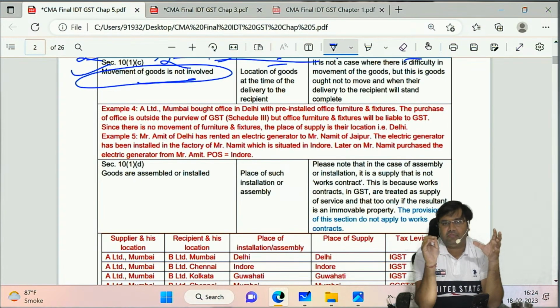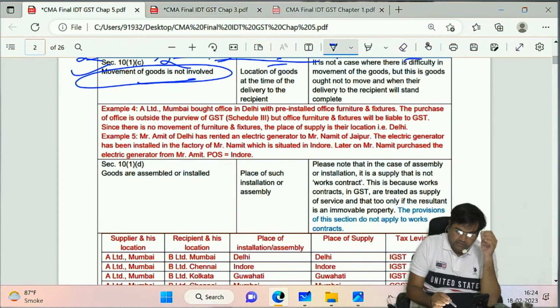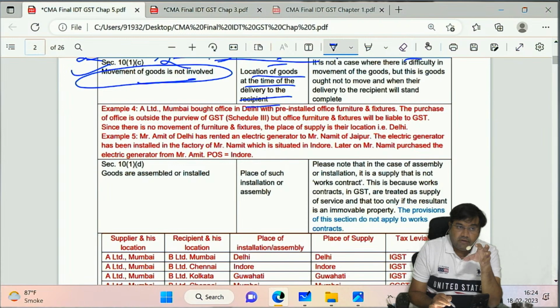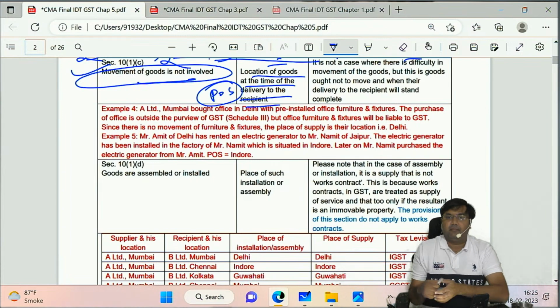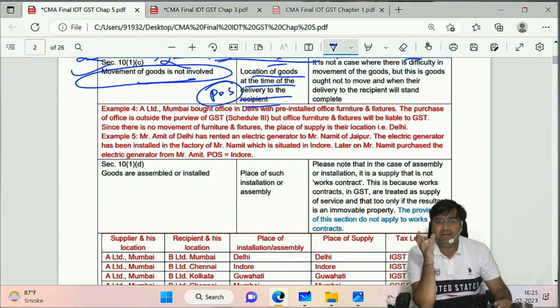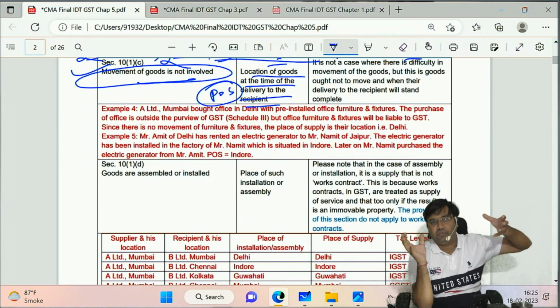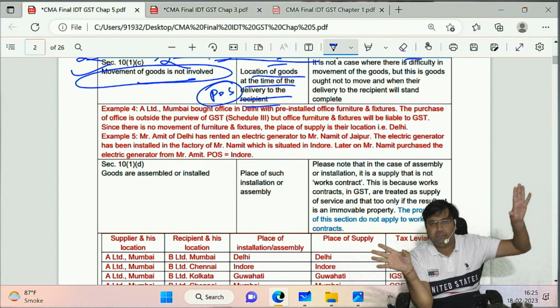For the furniture, there is no need to move. So what is going to be the place of supply? The location of the goods at the time of delivery to the recipient. So that office location, wherever that furniture is there, that is going to be the place of supply. You people may be thinking why there is no movement, whether it is difficult. No. There is no need of movement here, because those goods must be there only. They should not be moved. So it is not a question of whether the movement is difficult or not. The goods must be there only. That's why it is not required to move at all. Another example.